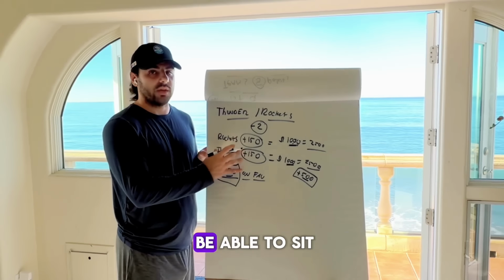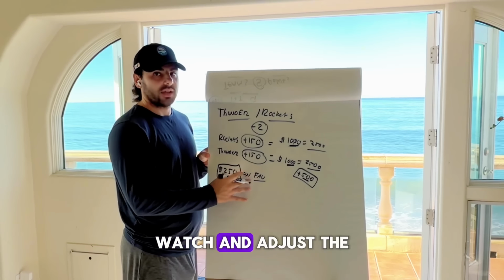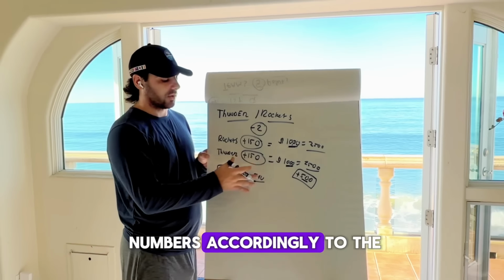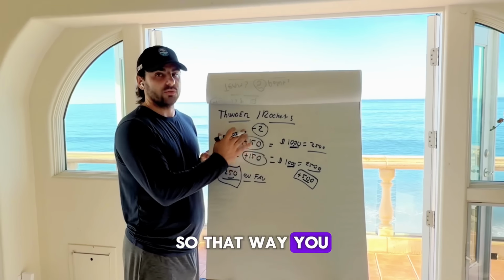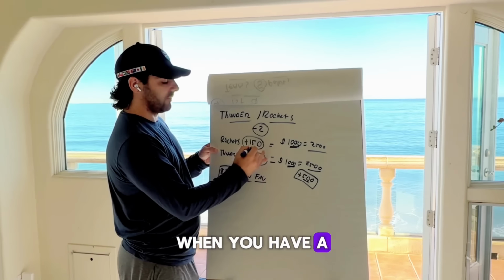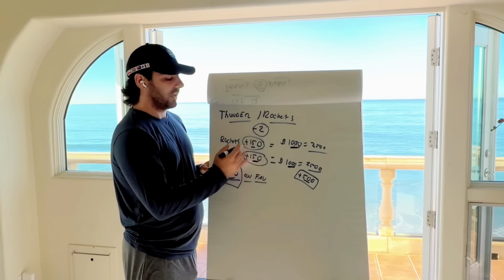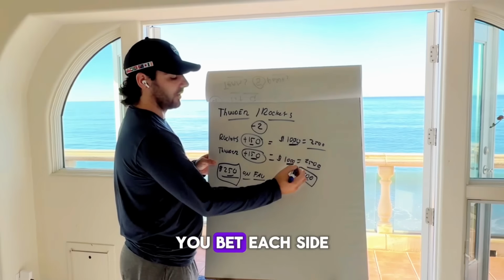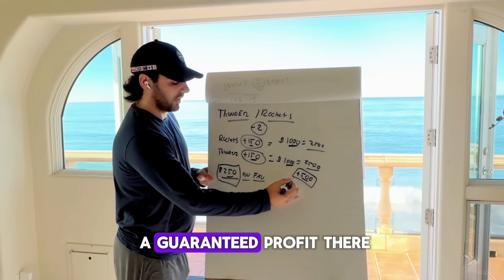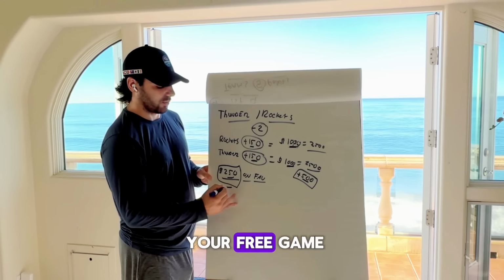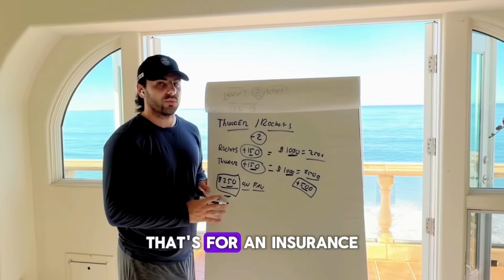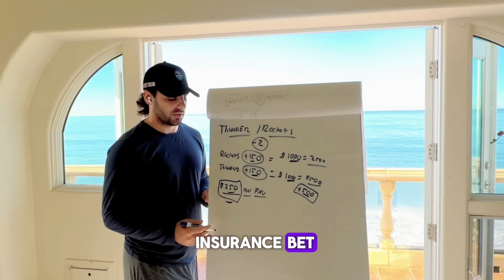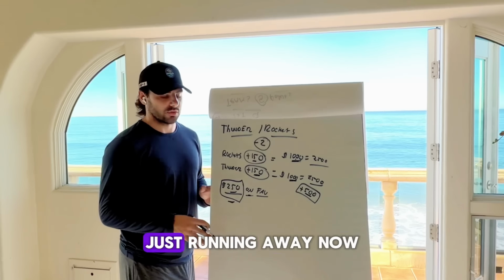Because all you have to do is be able to sit, watch, and adjust the numbers accordingly to the money line, so that way you see exactly when you have a favorable matchup on both sides and you're getting plus money on both sides. Now, once you're getting plus money on both sides, you bet each side, and then you have a guaranteed profit there. And like I said, your pregame $250, that's for insurance. That's pretty much an insurance bet. So if the favorite ends up just running away.